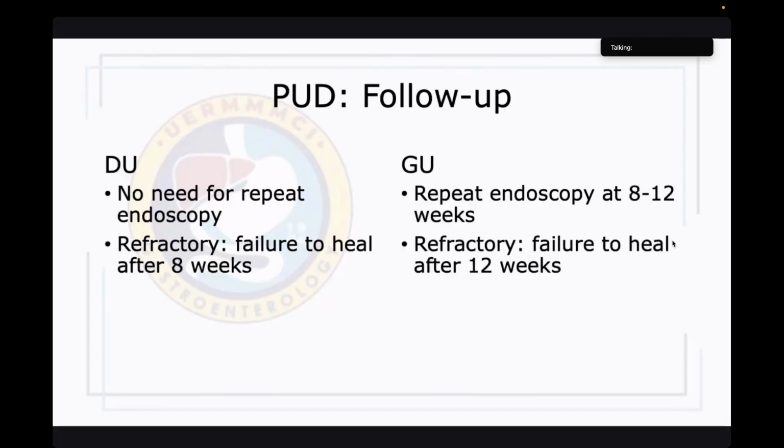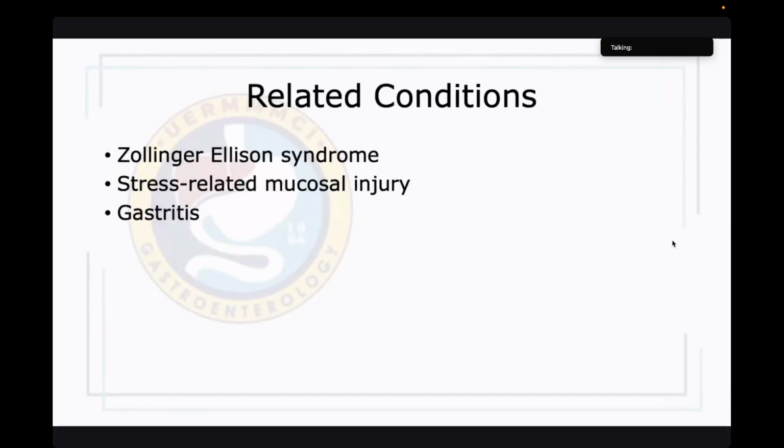In these cases, we check for compliance to medications and we check also for risk factors such as NSAIDs. These are the 3 PUD-related conditions that we will discuss.